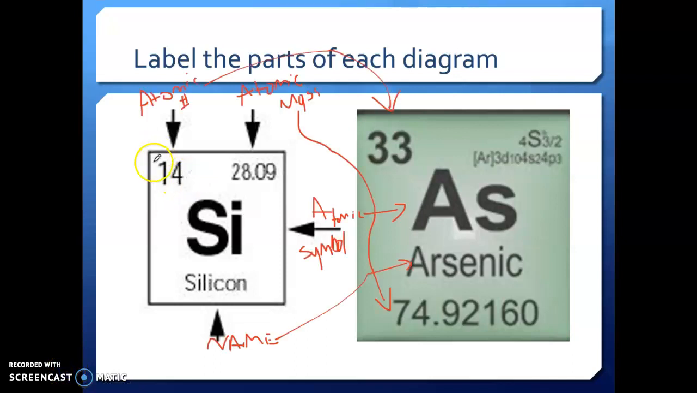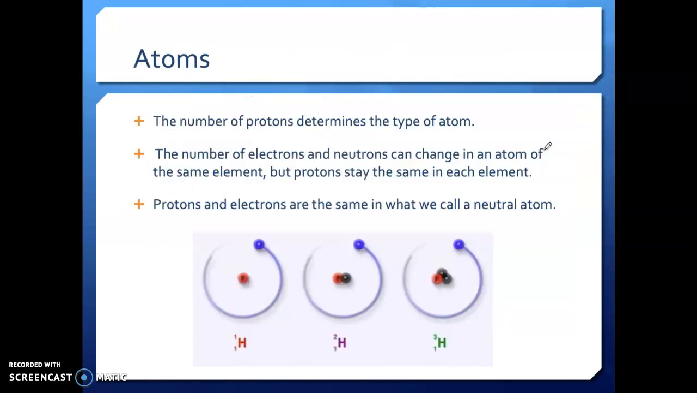Apologize for the sloppiness, but here you have the whole numbers. That's your atomic number, which is the number of protons, remember. You have the average, the decimal number, that's called your atomic mass. You have the atomic symbol, and the name of the element, and then there's some extra stuff here. This right here is your electron configuration, but don't worry about that a whole lot.